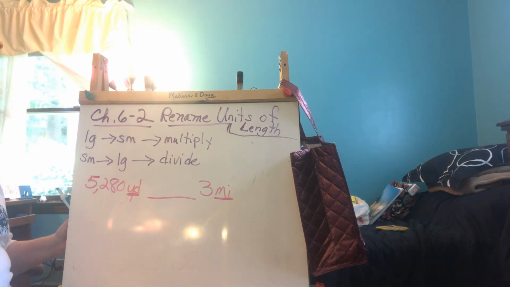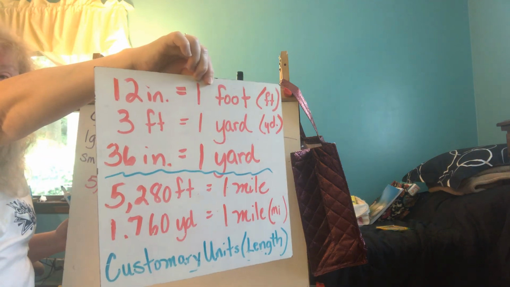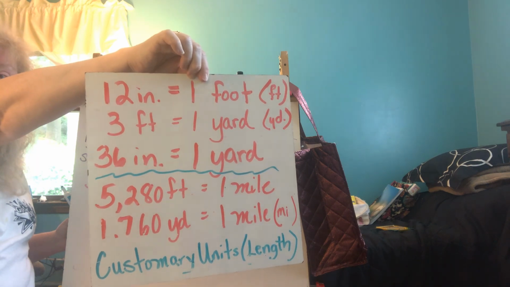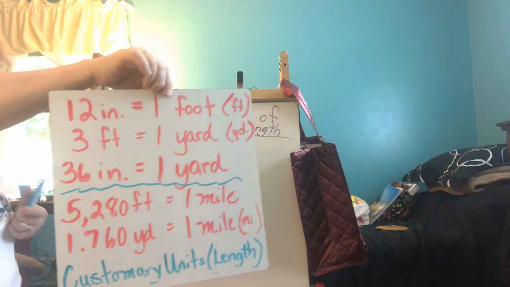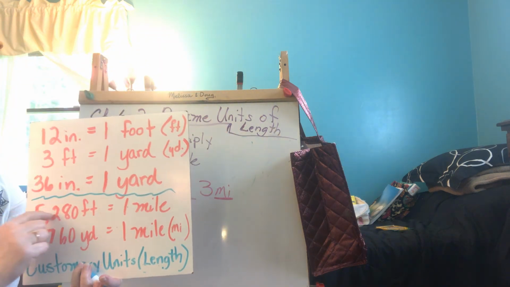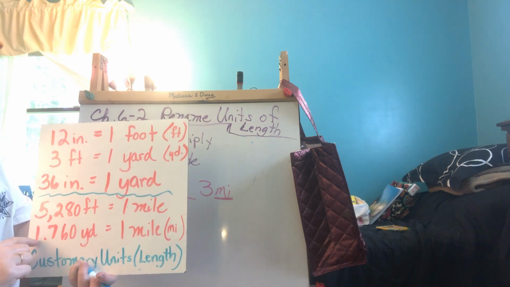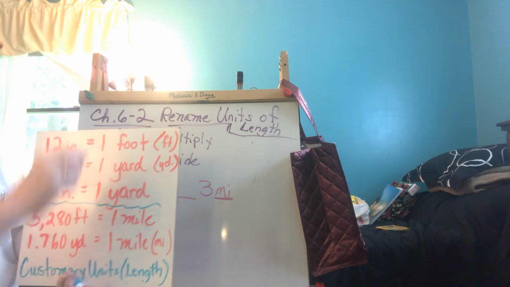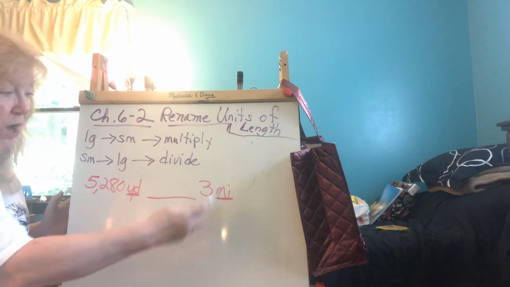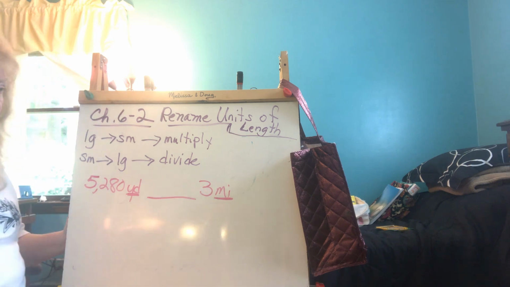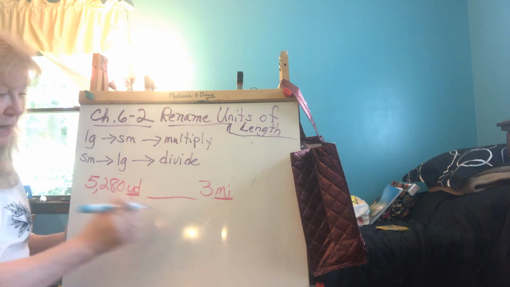What is 1 mile equal? Look on your chart here. What does 1 mile equal in yards? 1 mile in yards equals 1,760. Don't let this mess you up. This says 5,280 feet equals 1 mile. 1,760 yards equals 1 mile. So let's figure out how many yards 3 miles is.